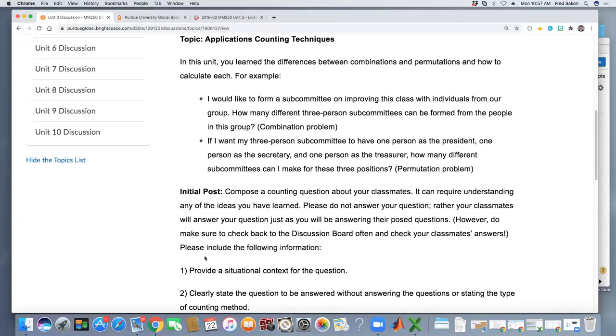What you do want to do is compose a counting question. It can be about your classmates or anything that you find of interest. So don't necessarily limit yourself to your classmates. You can go beyond that if you'd like. Provide a situational context for the question. That's going to require 2 or 3 leading sentences describing the context. And then you will clearly state a counting question to be answered, without answering the question or stating the type of counting method.